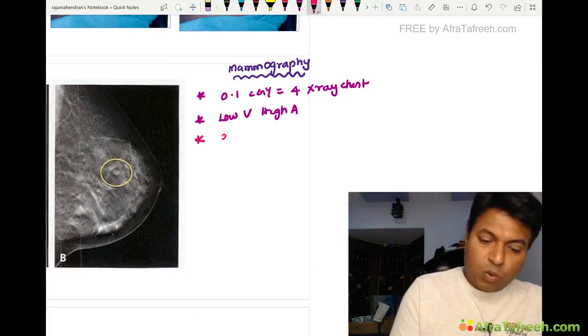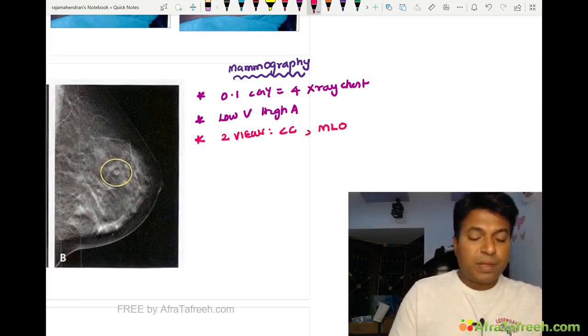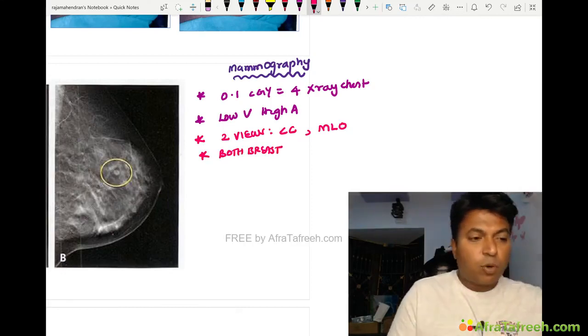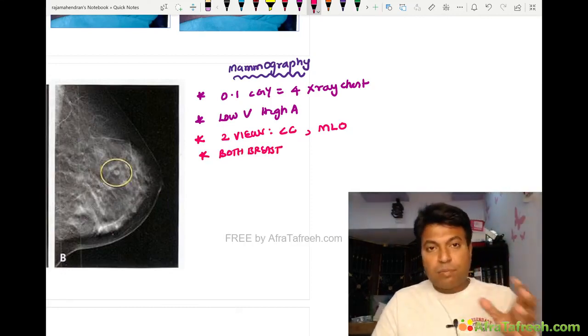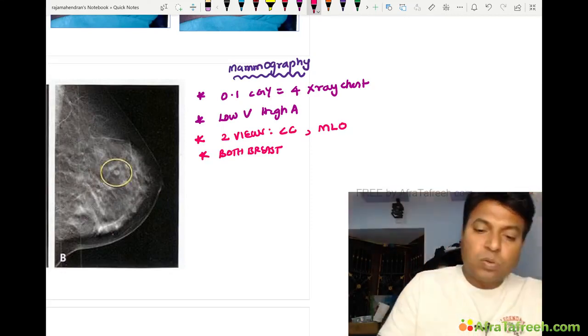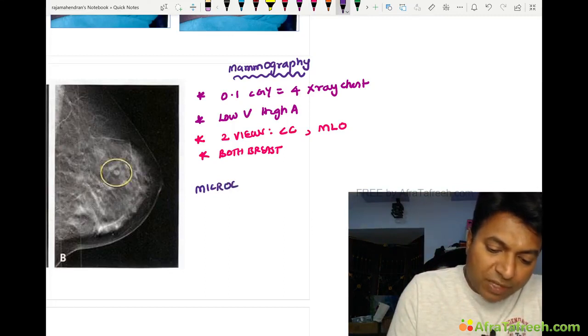It is taken in two views: craniocaudal view and mediolateral oblique view. It is always done for both breasts. We don't do it for only one breast. So what are the findings you get? The most common finding is microcalcification.